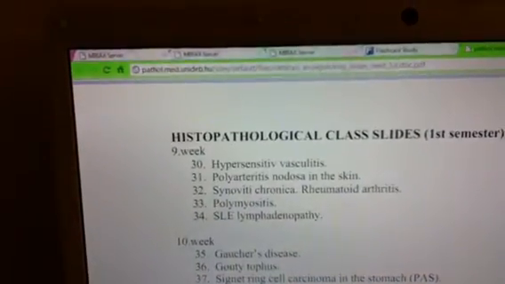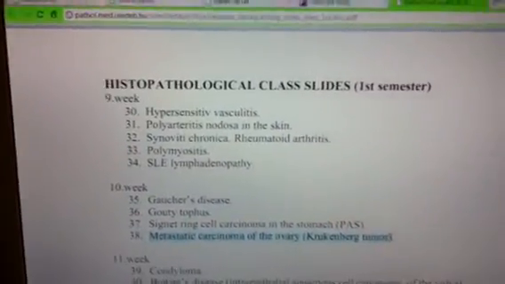Now we have Krukenberg something. Metastatic tumor of the ovary. The Krukenberg tumor. This is the way it looks. There's this little thing here. 3 minutes remaining.